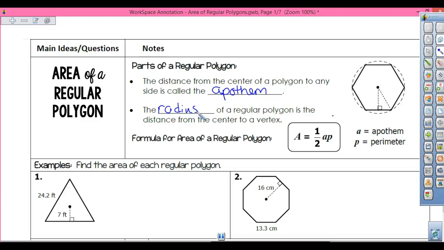What we're going to be dealing with a lot today is the apothem, because our formula for the area of any regular polygon is 1/2 times the apothem times the perimeter. So it's super awesome when they give us one of the sides and the apothem, because then it's not so bad.